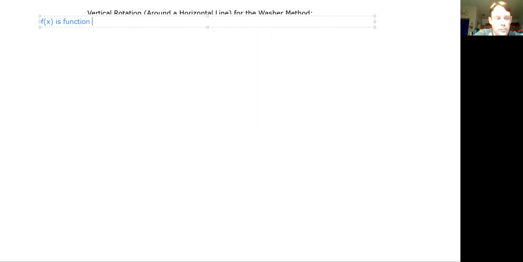All right, so in this one, what we need to remember on my values here is that f of x is going to be the function that's furthest away from the axis. G of x is the function closest to the axis.